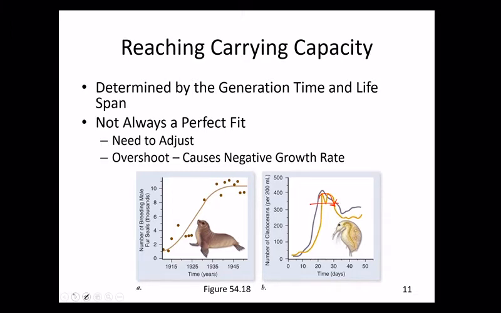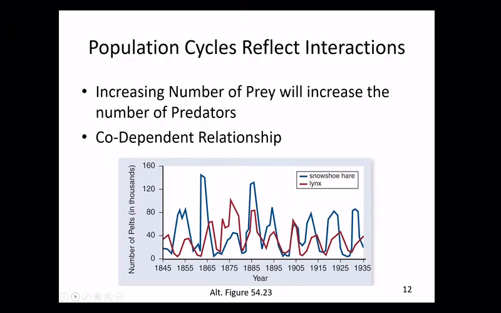The other point that I wanted to start with today is talking about how carrying capacity can change over time. And so for this particular graph, we're looking at the number of pelts, the number of individuals, either snowshoe hares, shown by the blue line on the graph, or the number of lynx, shown by the red line on the graph. And so as you can see, as we move through the years, from 1845 to 1935, there's a dependent relationship that's present here.